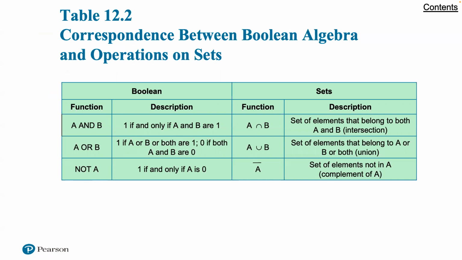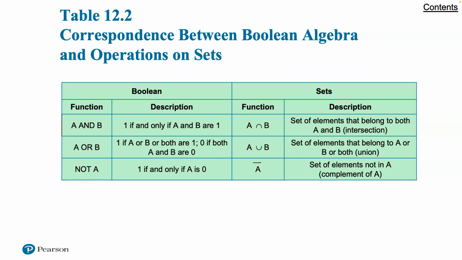We can define a set as a collection of elements S together with a rule that determines what elements belong to S. For example, the set of positive integers less than 5 is 1, 2, 3, 4. Logic operations can be performed on sets in much the same way as on Boolean variables. Corresponding to the basic Boolean operations of and, or, and not are the logical set operations of intersection, union, and complement. These are shown in table 12.2 that we have here on the display now.